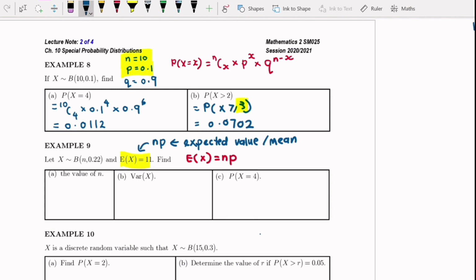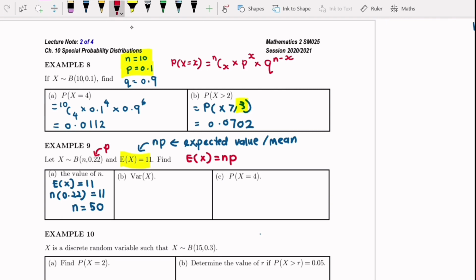So, to solve this question, from the expected value E(X) equals 11, just substitute the value of p we have here. n times 0.22 is equal to 11. Then n equals 11 divided by 0.22, which is 50. So, now let's look at question B. Find the variance of X.